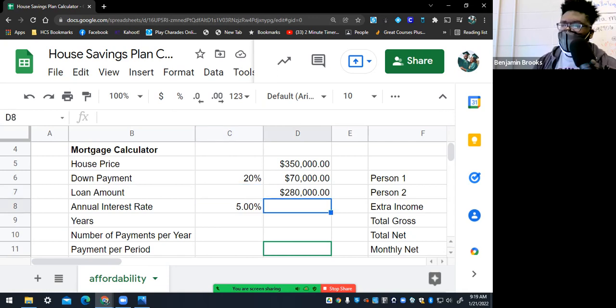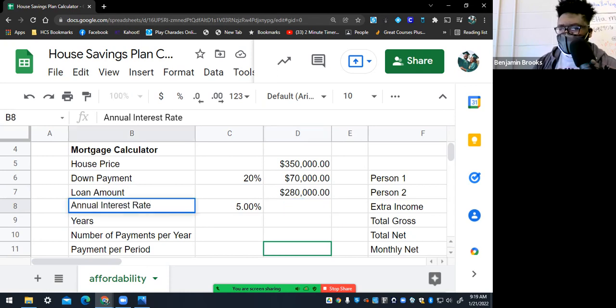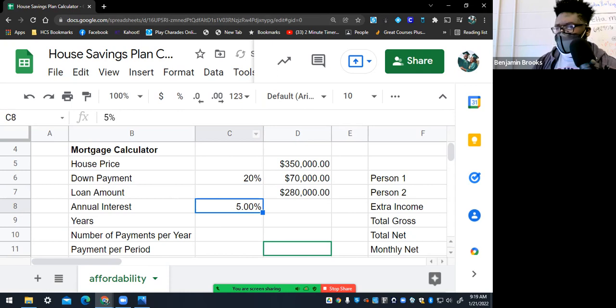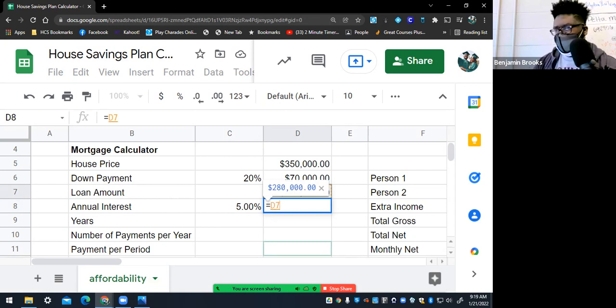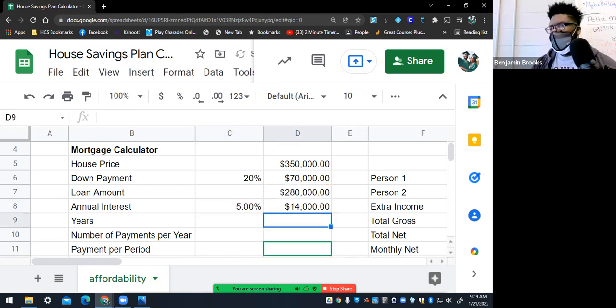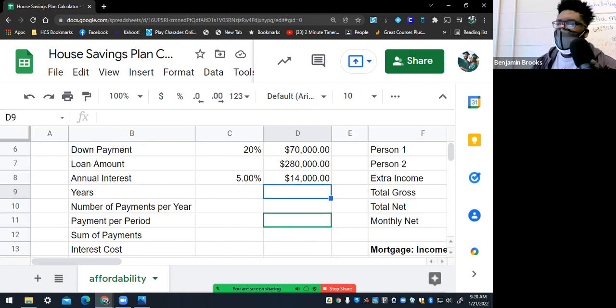Now, for the annual interest payment that you're actually going to be paying, instead of annual interest rate, I'm just going to say annual interest, because this is how much you're going to be paying in interest. So let's do that real quick. 280 times 5, so it's going to be equals this cell times this cell. And you can highlight a cell by just clicking on it once you hit equals. Okay. So this is how much you would be paying in interest per year: 14,000.